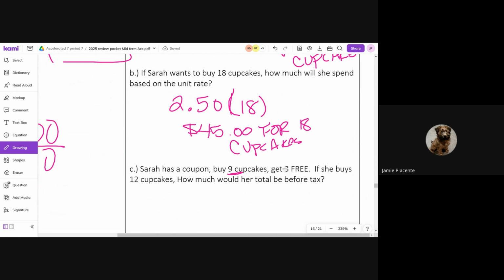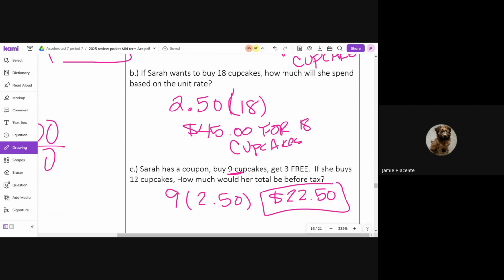9, 10, 11, 12. So 9 times $2.50 gives us $22.50. That gives us 12 cupcakes because we got 3 free.